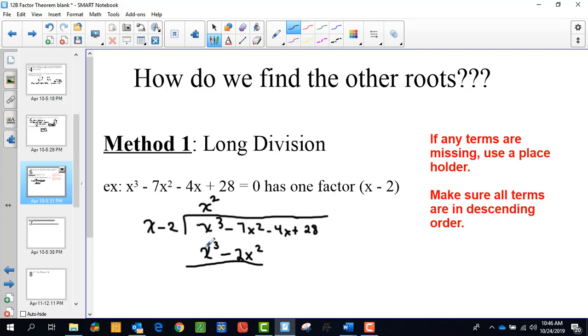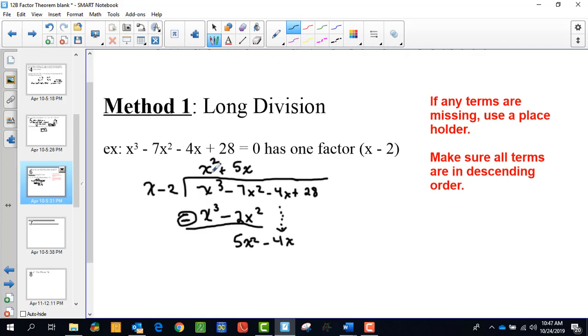And then you subtract. When we subtract, x cubed minus x cubed, that's 0. Minus 7 minus minus 2 gives me minus 5x squared. Then I bring down the next term. So I get minus 4x. How do I get x to be minus 5x squared? I multiply by minus 5x. So x times minus 5x is minus 5x squared. And then minus 5x times minus 2 is plus 10x.